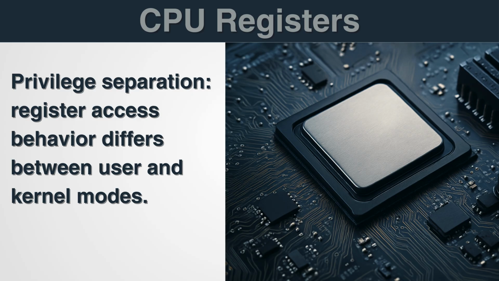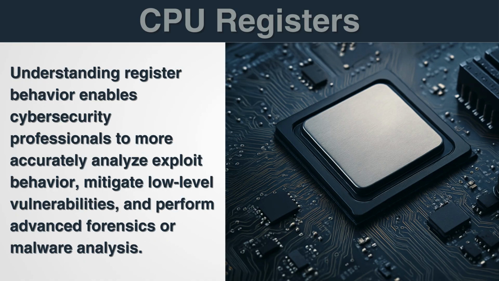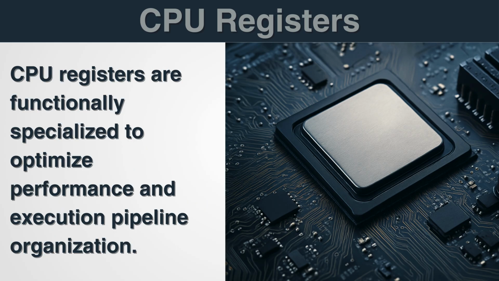Additionally, we have privilege separation. Register access behavior differs between user and kernel modes, and side channel vectors. Registers may leak sensitive data through timing attacks, speculative execution, and debugging residue. Understanding register behavior enables professionals to more accurately analyze exploit behavior, mitigate low-level vulnerabilities, and perform advanced forensics or malware analyses. CPU registers are functionally specialized to optimize performance and execution pipeline organization.